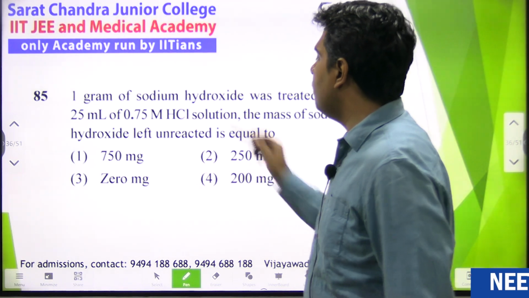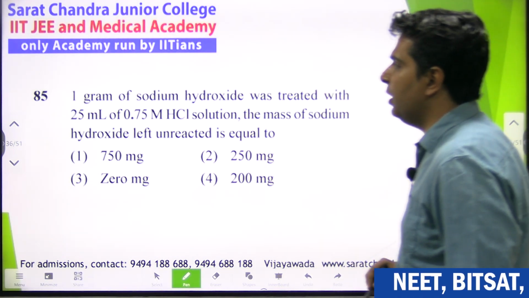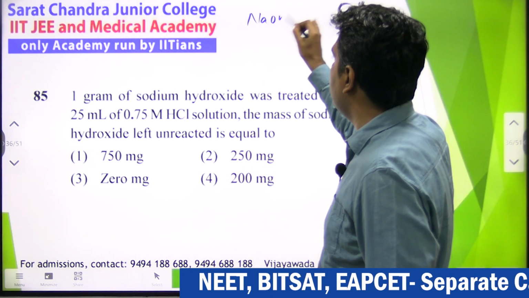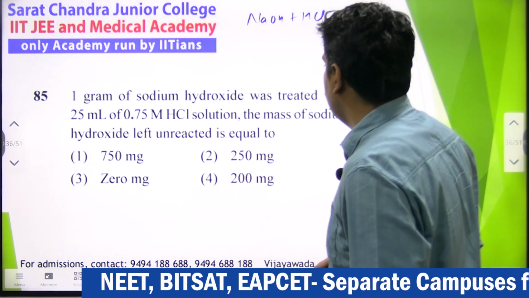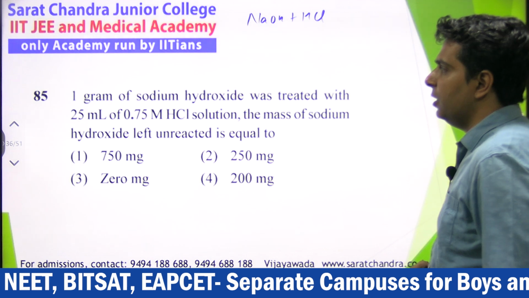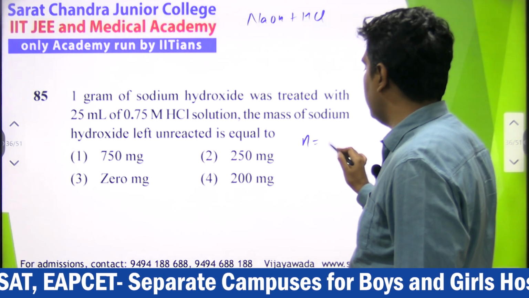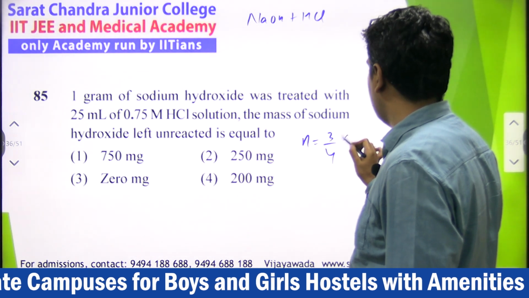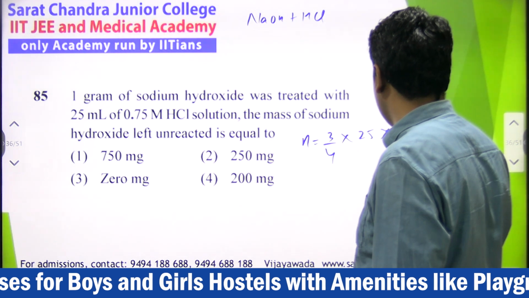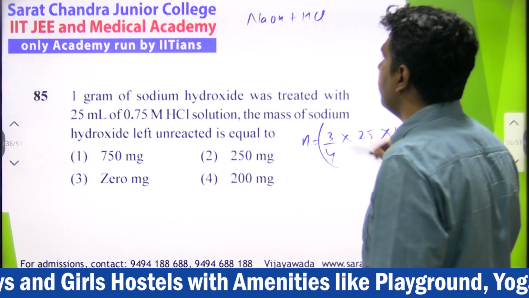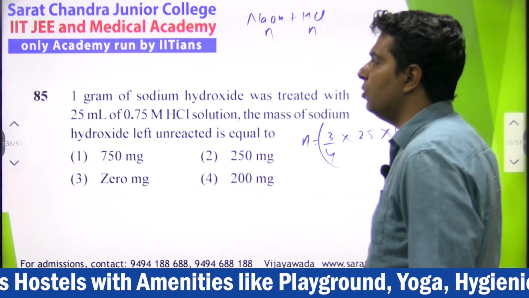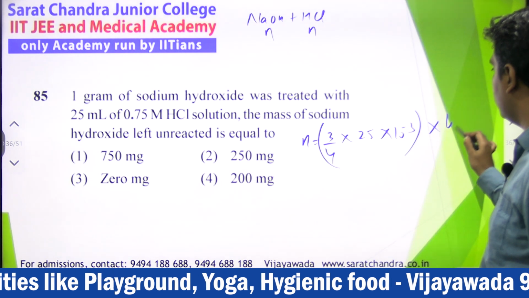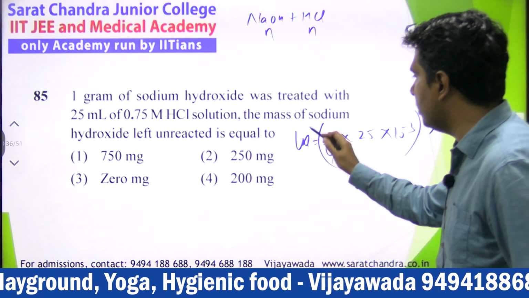Next question. A gram of sodium hydroxide was treated with 25 ml of 0.75 M HCl. So sodium hydroxide is treated with HCl. The mass of sodium hydroxide reacted is, let us first find out the number of moles of HCl, that is molarity. So molarity is 3/4 molar, and volume should be in liters. So these are the number of moles of HCl. So number of moles of HCl will be equal to number of moles of NaOH. So these are the number of moles of NaOH that is reacting. So from over here we can find out the mass of NaOH that is reacting.